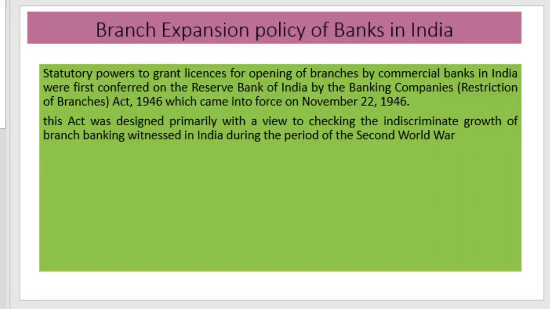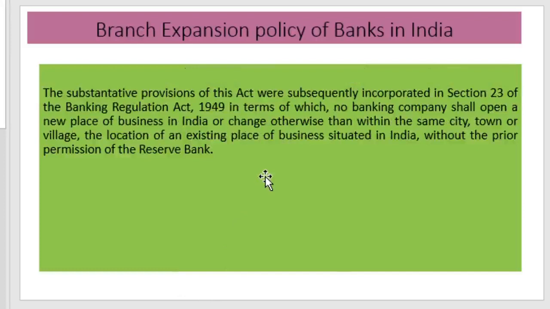After the Second World War, there was an enormous increase in the number of bank branches, and this regulation was introduced to restrict such mushroom growth in the number of bank branches in India. The second one was incorporated in Section 23 of the Banking Regulation Act 1949, in terms of which no banking company shall open a new place of business in India or change otherwise than within the same city, town or village the location of an existing place of business situated in India without the prior permission of the Reserve Bank of India. This is the second one.